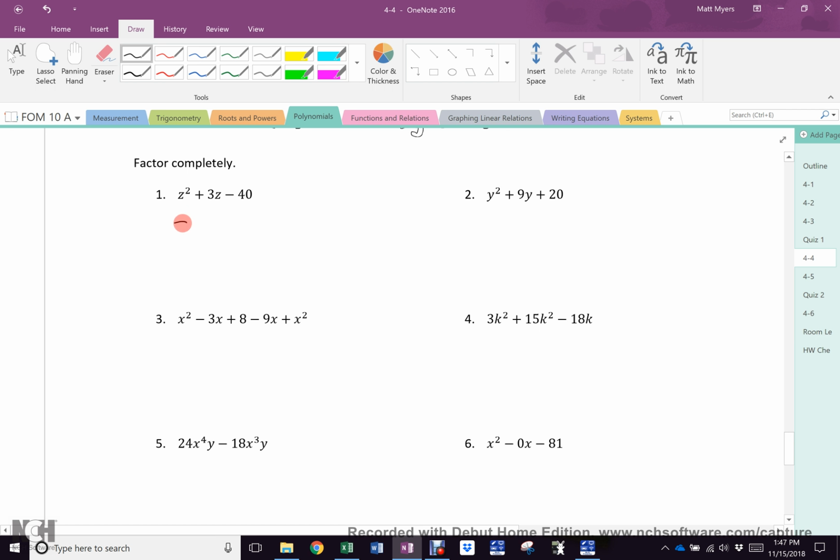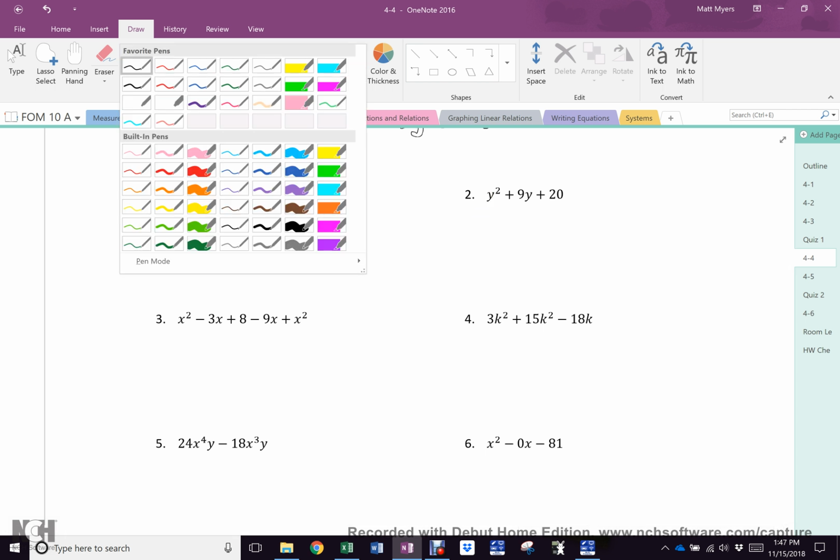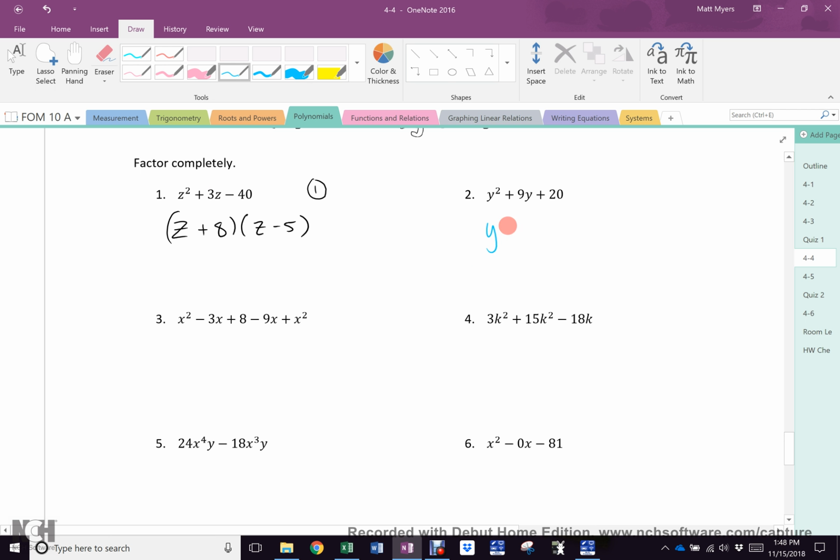This one is, of course, what? Because we're on assignments now. So what do you have for this one? Z plus 8 and Z minus 5. Yay for 1 mark. Good job. What's 2? Who's doing 2? Y plus 4 and y plus 5. Can you reverse the order? Yes. Of course. Still 1.